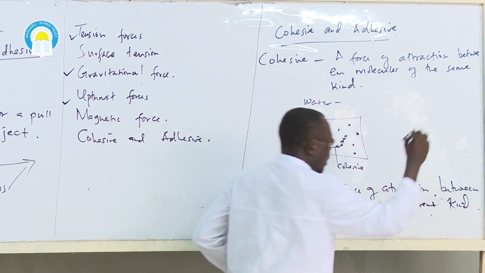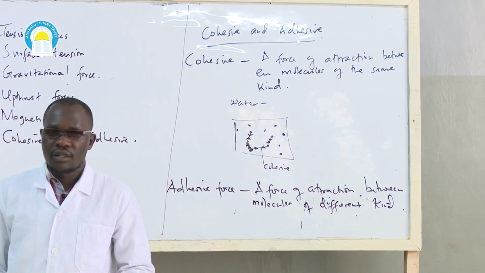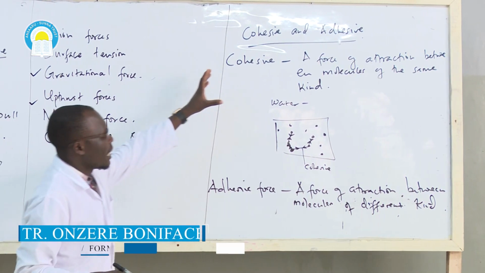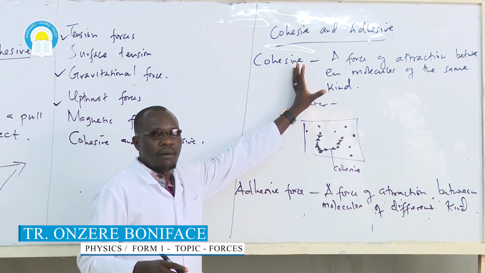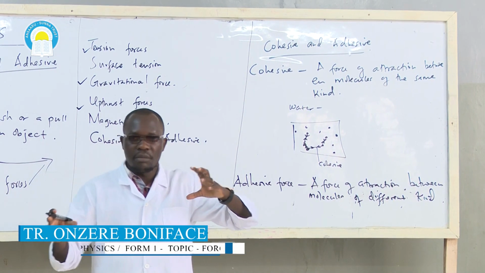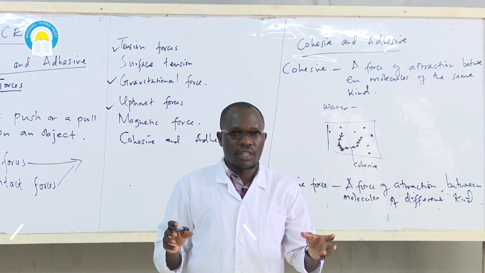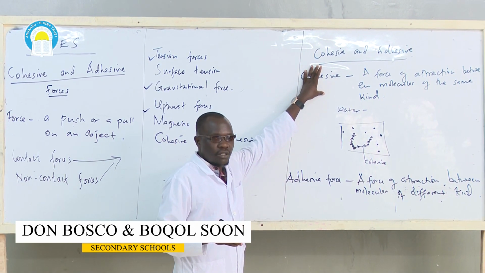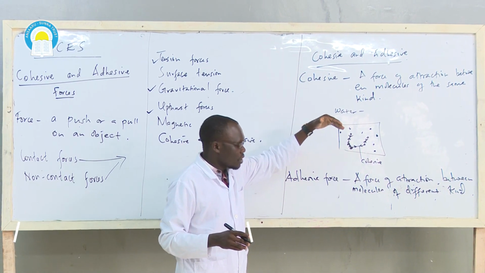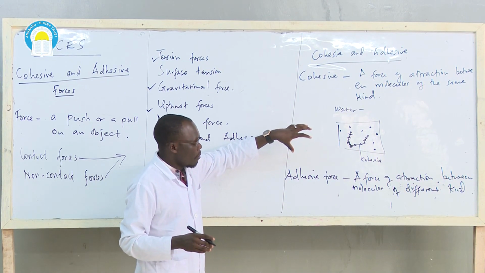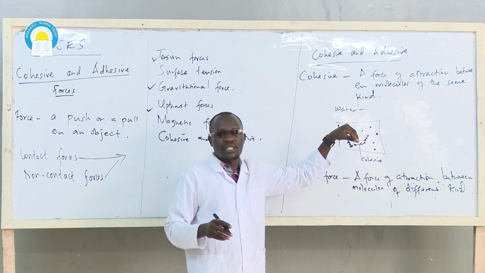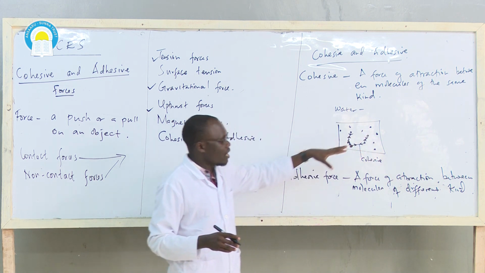A force of attraction between molecules of different kind. What kind of molecules are we referring to? We have molecules of the same kind, that is cohesive force. I've talked of an example of a water molecule being attracted to another water molecule. The force of attraction between these kinds of molecules, we call it cohesive force. But we have another type of force which attracts a molecule of water and maybe a molecule of the container in which the water has been placed. This force, we call it adhesive force.